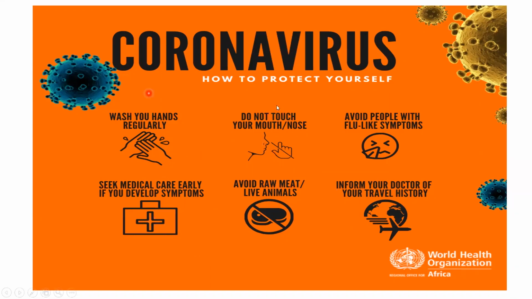But before that, you must see this: coronavirus, how to protect yourself. Wash your hands regularly. Don't touch your mouth or nose. Avoid people with flu-like symptoms. Seek medical care early if you develop symptoms. Avoid raw meat and live animals, and inform your doctor of your travel history.